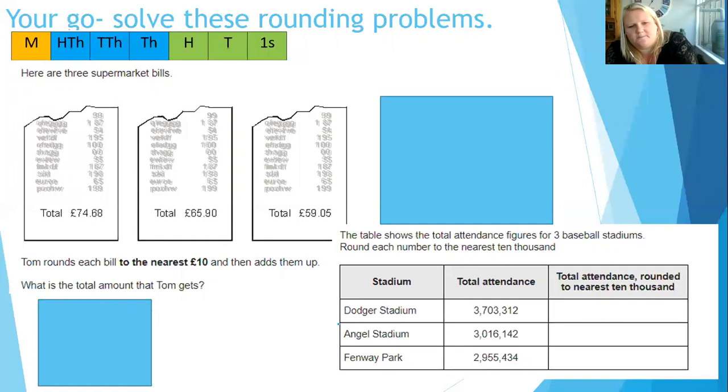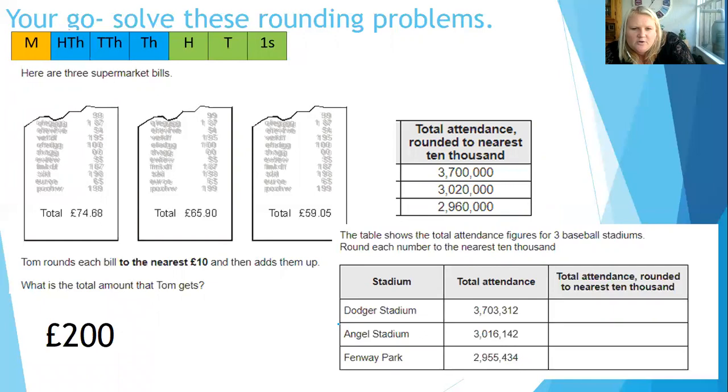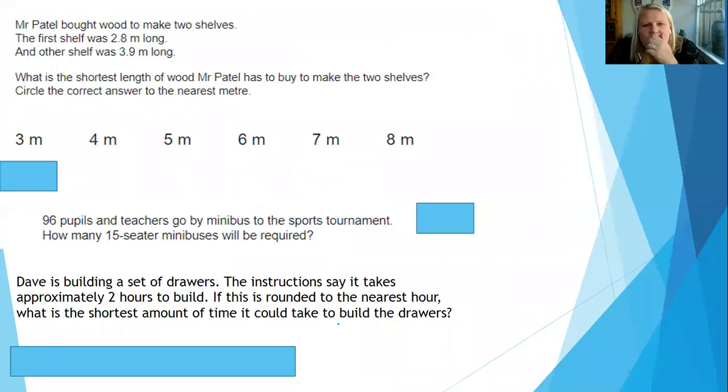So let's have a look. So the Dodger Stadium, they're the answers when they're rounded to the nearest 10,000. I hope you got that and that worked okay. Maybe use your place value grid, maybe use the magic circle and the arrow, who knows? And it's about £200 when each of the bills are rounded to the nearest 10. Well done for getting those right if you did. Right, have a go at these ones. Again, pause the screen, unpause when you're ready.